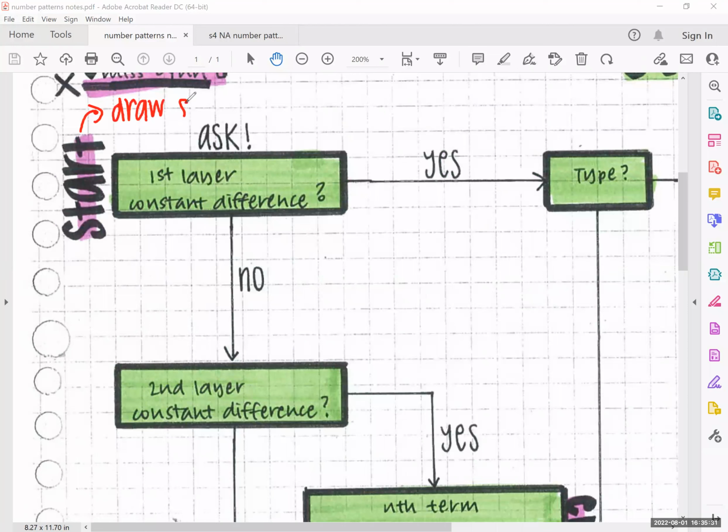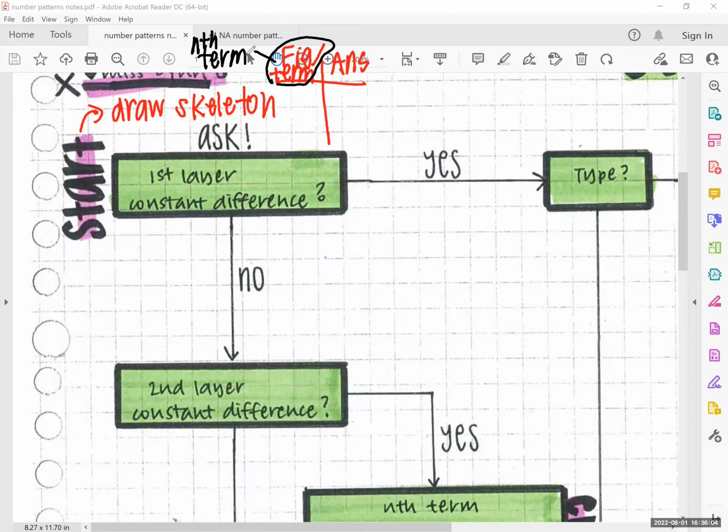Draw skeleton. And what is draw skeleton? Draw skeleton means that here can either be the figure, and here is the answer. Either figure or term number, they are interchangeable, and usually this is referring to your n value or the nth term. Whatever I write on the screen, write it down now. Done?